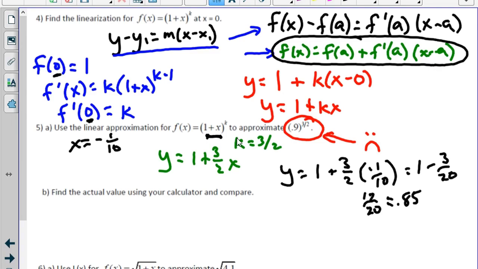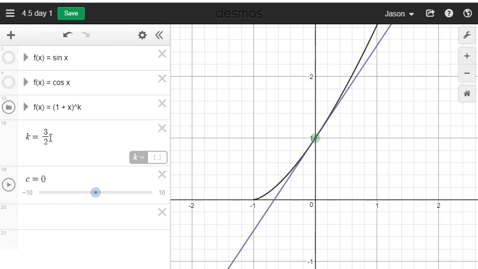That's our approximation. So on Desmos, I changed k to be 3 halves. And now what I want to do is find negative 0.1. The reason why I want to find negative 0.1 is because if I substitute in negative 0.1 for x, that's actually 0.9 to the 3 halves. So in our original function, it's about 0.854. And that's not going to be very fun to actually calculate. Our approximation was 0.85. Those are really close. It's probably close enough for most approximation work that you would want to do with something like this.